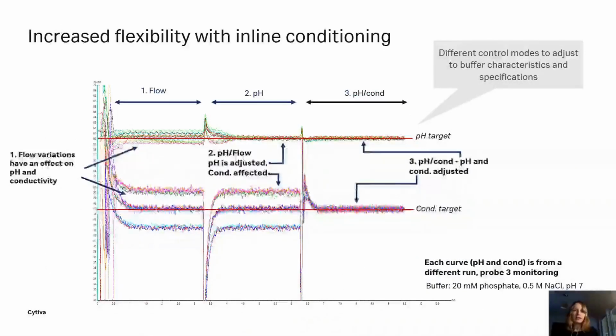And to exemplify this, here we show some application data where we've used inline conditioning to prepare a specific buffer with a pH target and a conductivity target. So what you see on the screen is data from several buffers that were mixed using a range of stock solutions, where we have introduced a slight error into some of these stock solutions to see how the system can compensate for these variations. Then we ran the system or prepared using the 3 different levels of control modes.